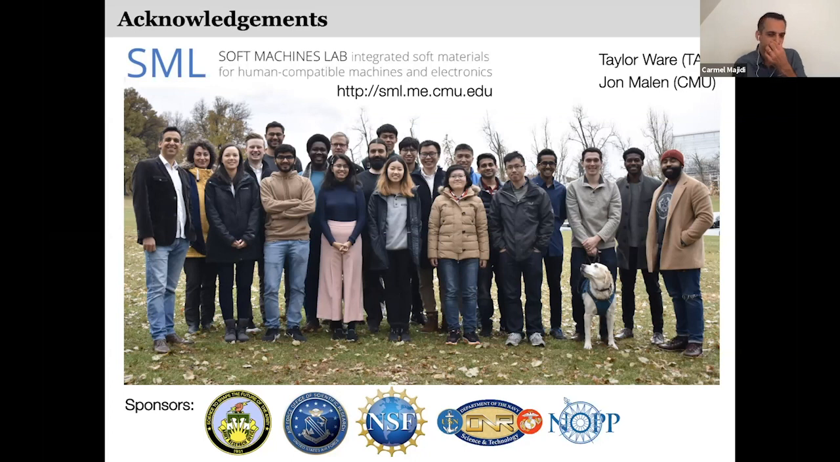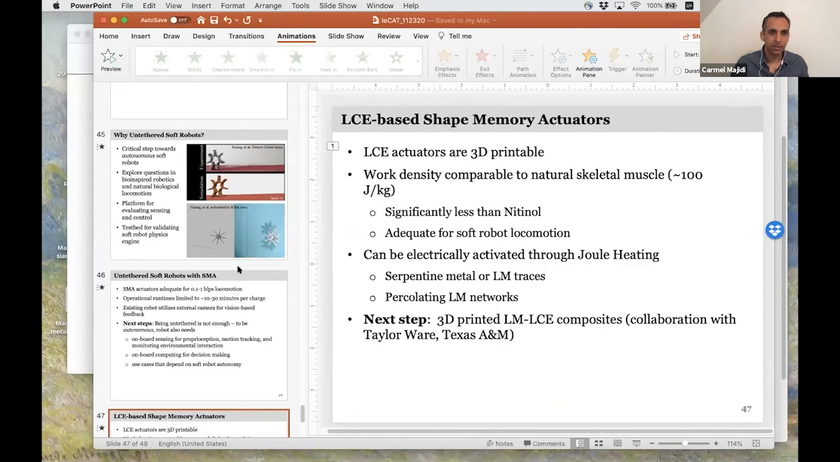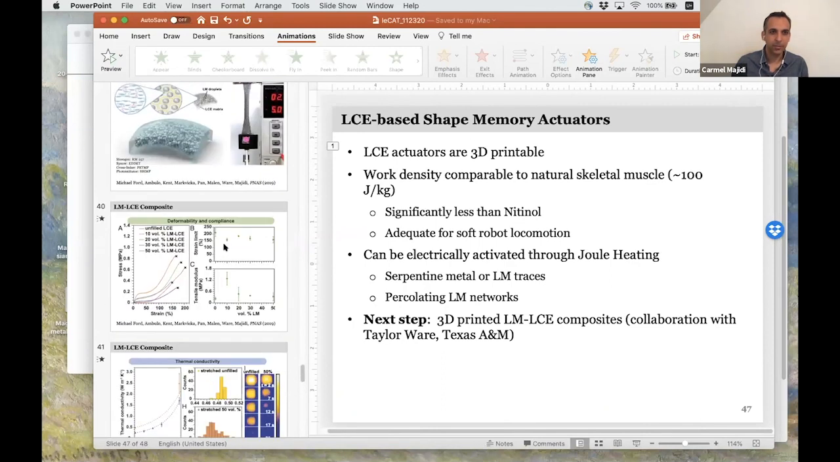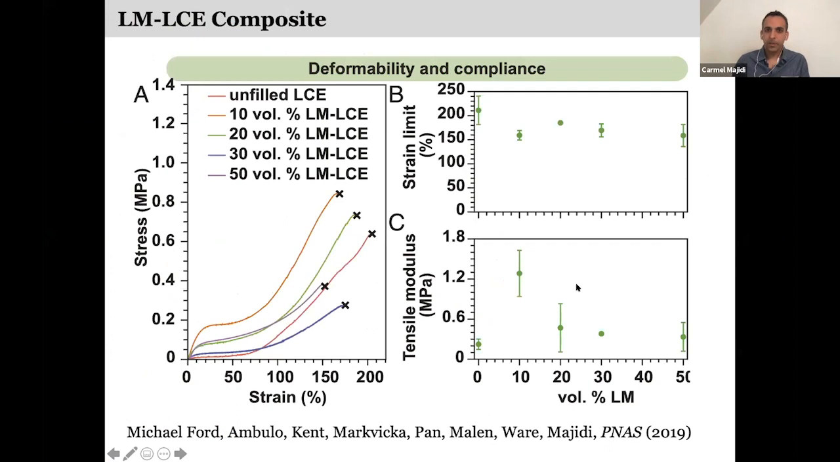That gives you roughly a ballpark sense of the types of stresses that those materials can support. In the case of liquid crystal elastomer, its Young's modulus is about 1 megapascal. And you saw, if I go back here to the mechanical characterization, the modulus is about a megapascal, and the strain limit is about 150 to 200% strain.